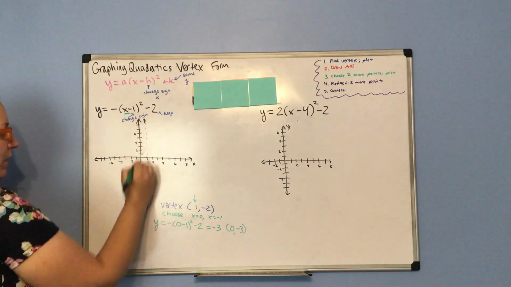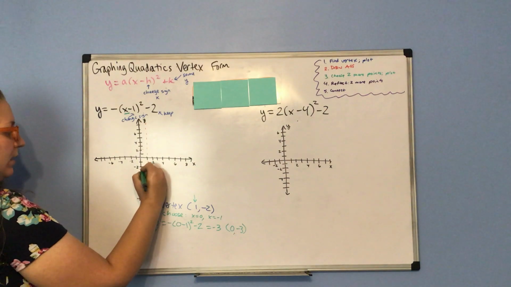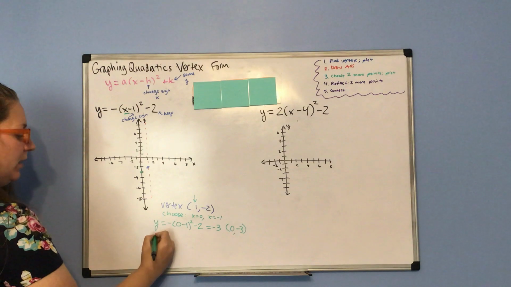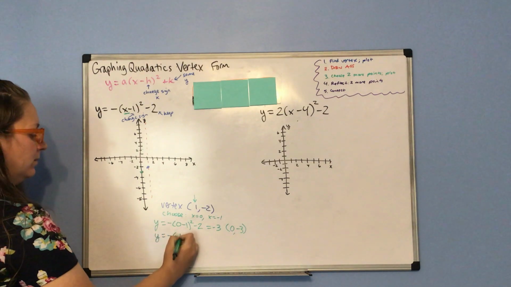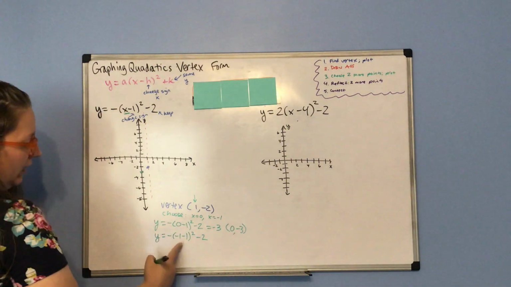X is 0 means we're going to be on the x-axis. Y is -3 is right here. Now I'm going to do the same process but plug in -1. So -1 is just going in here.